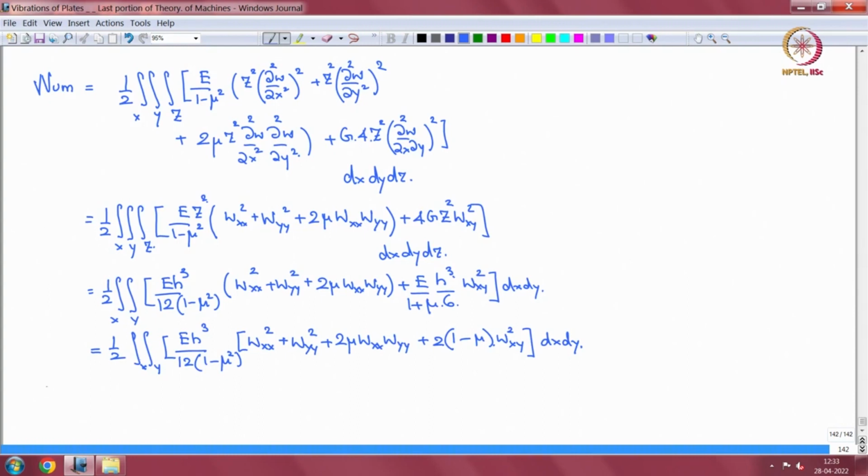The denominator is rho h by 2 integral x integral y, u1 square plus u2 square plus u3 squared, dx dy. The time is up, so I will close the lecture here and continue. Thank you.